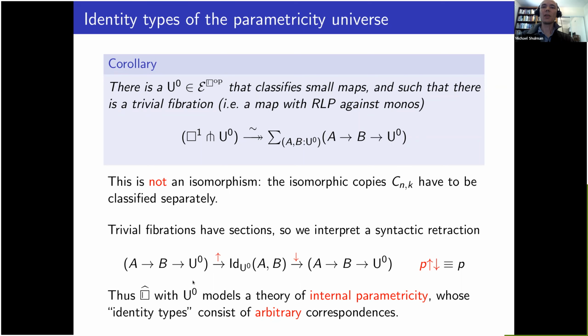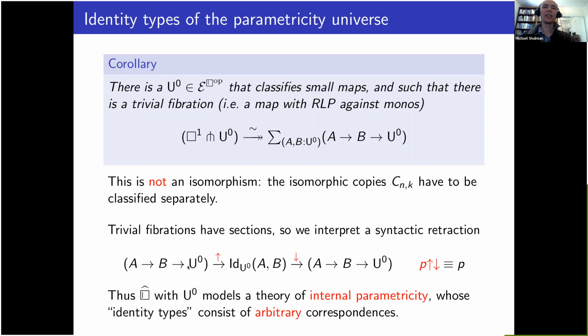And that gives us a model of a theory of internal parametricity, where... Sorry to interrupt again. You're using the word correspondence in your technical sense, right? Yes. So correspondence meaning a span regarded as a type family with two indices.